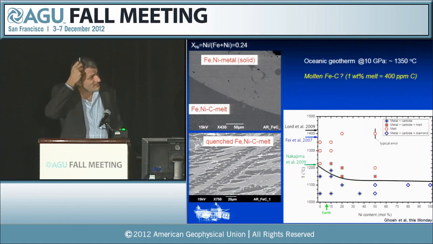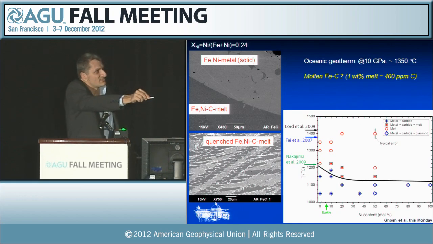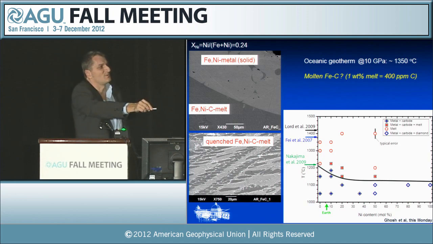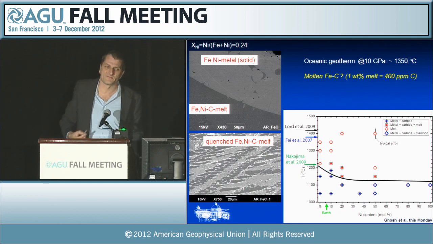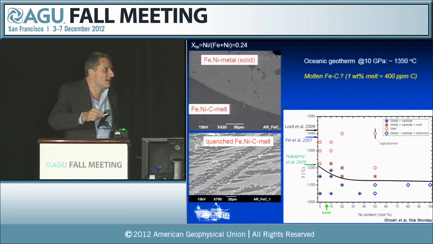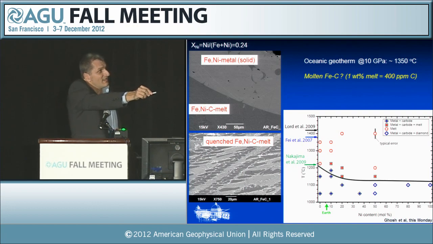We started this out on the basis of temperatures from previous studies. So we thought we'd do this at 1300 degrees because it was proposed that the solidus in this system is around 1400. And then we had to go down. We had to go down to 1100, 1200 degrees to not have melt. In other words, at 10 GPa, the oceanic geotherm is 1350 degrees C. And as you can easily see, this is far above this melting curve.